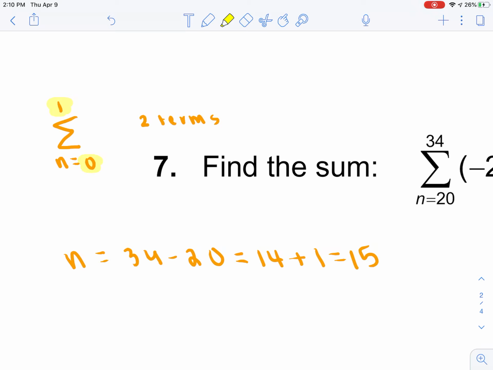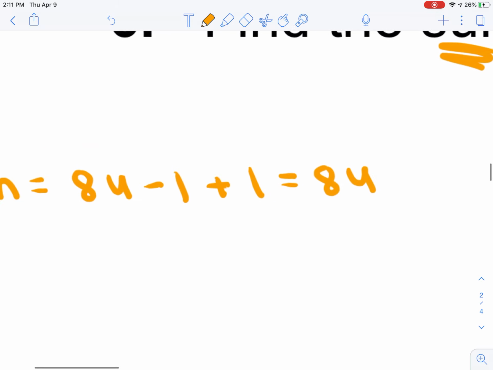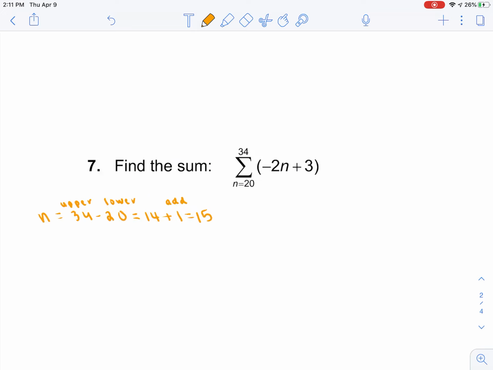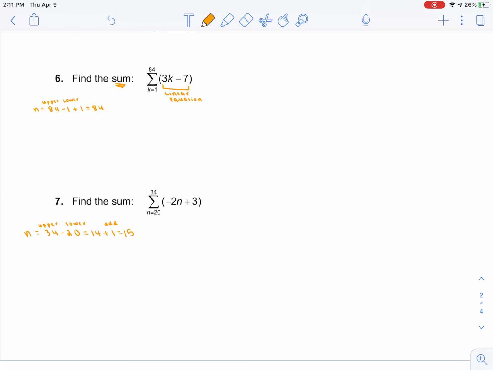I know that that's very tricky, but just make sure whenever you're finding the number of terms and there's a sigma there, you take the top number minus the bottom and then add 1 to that. So basically, you're going to always take the upper limit minus the lower and then add 1. Same thing here. You're going to take the upper number minus the lower number and then add the 1 always. Okay? So that helps us to find the number of terms.